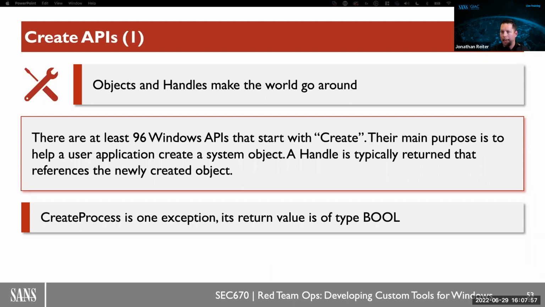These create APIs, what they're going to return to you a lot of times is a handle, right? The one exception to that rule, though, is the CreateProcess API, because it's a Boolean type. So the kernel is going to take that and say, hey, what process do you want me to create? Okay, cool. True, false. It's good. But that function can still fail. And we'll take a look at how, in your code, if you're checking for the wrong thing, you might have disaster on your hands.